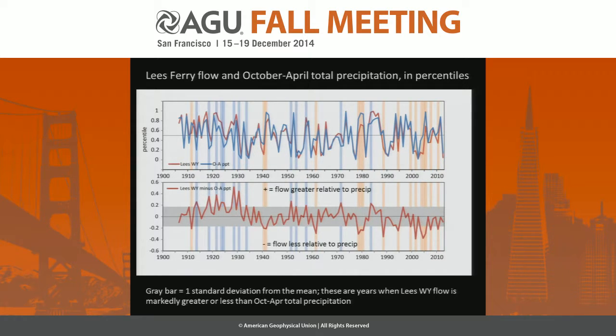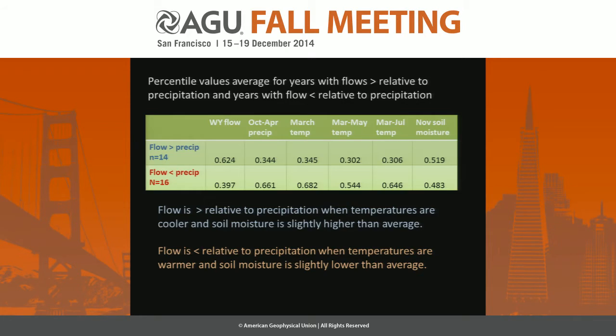And if we look at those years, the blue years and those pink or orange years, and average those together, these are the values for the hydroclimatic variables. So where flow is greater than precipitation, there's the flow. These are percentile values, so it's above the median for flow, below for precipitation. Temperatures are all relatively cool, and November soil moisture is just a bit above the median. In contrast, for these years where flow is less than precipitation, the temperatures are relatively high, and the soil moisture is slightly below the median.